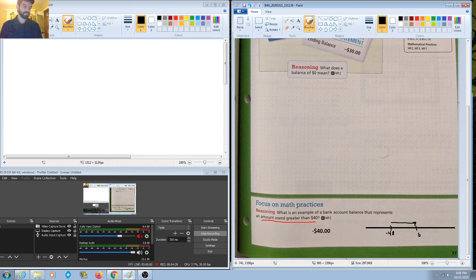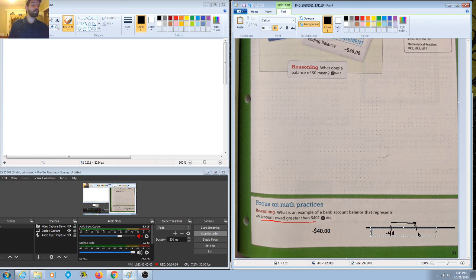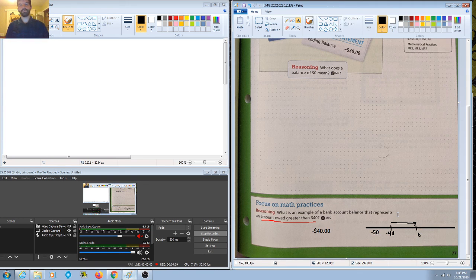But the question asks me for an example of an account balance that represents an amount owed greater than $40. The irony of this situation is that we're actually going to go more negative. The reason for that is, keep in mind with negative numbers, the further that you go negative, the smaller the number actually is. However, when we have a negative balance, we're looking at how much we would have to owe, or we're looking at the distance that value is from zero.